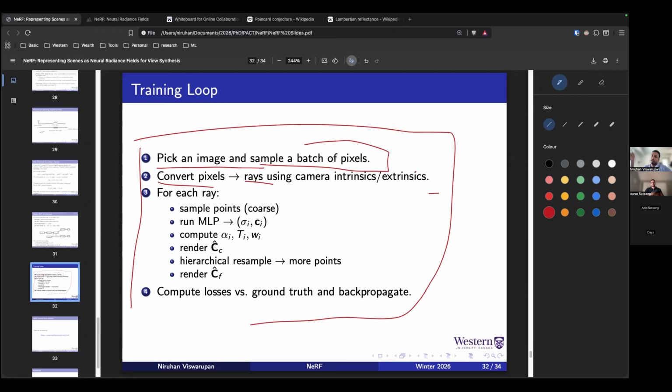You know the direction and the ray angle. Then for each ray, sample points. Along that, you sample the points. You run MLP, get sigma and C. You compute alpha I, T I, W I.